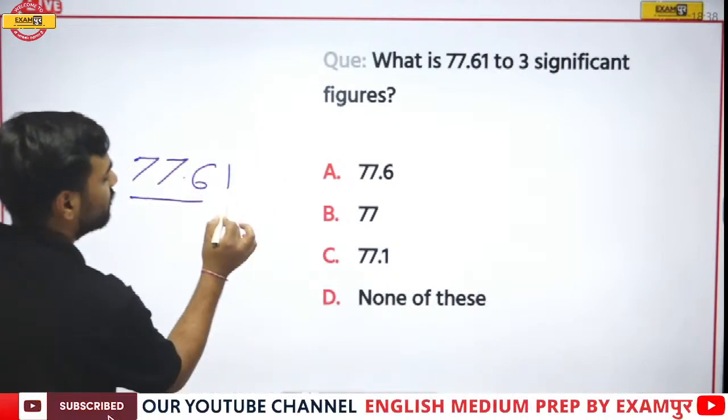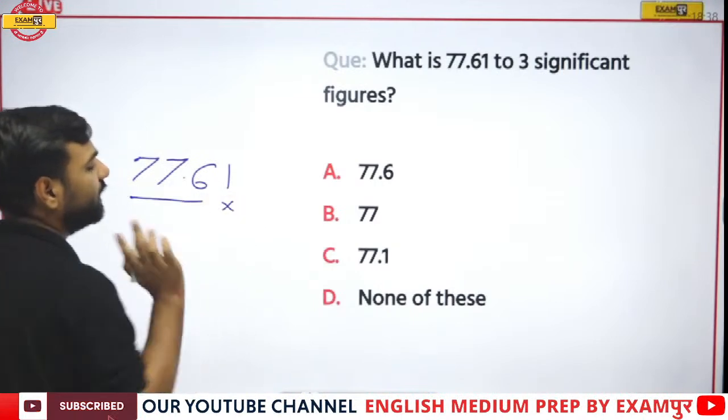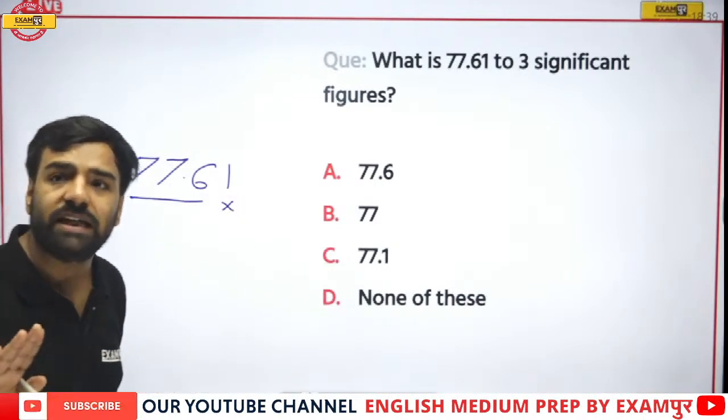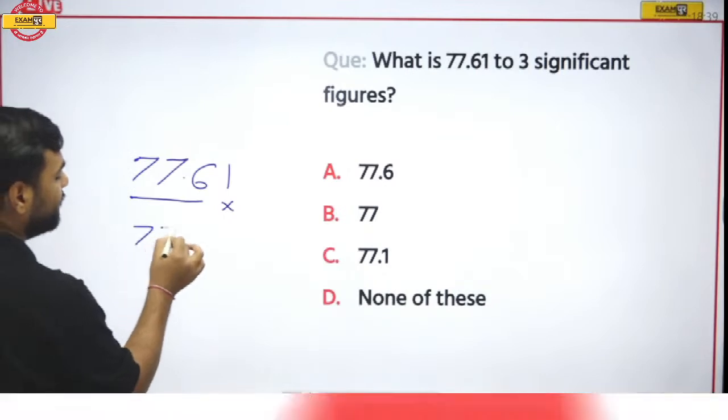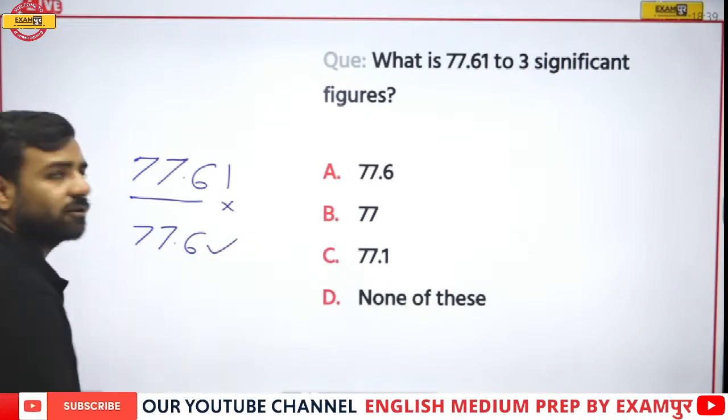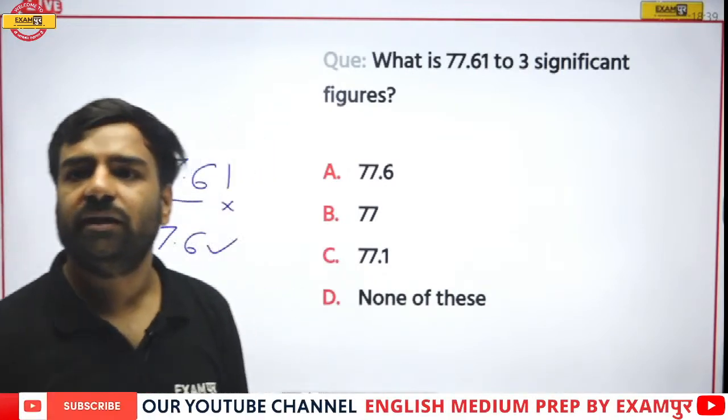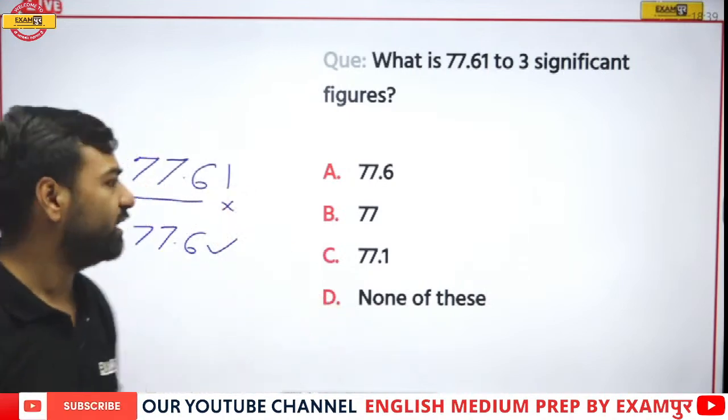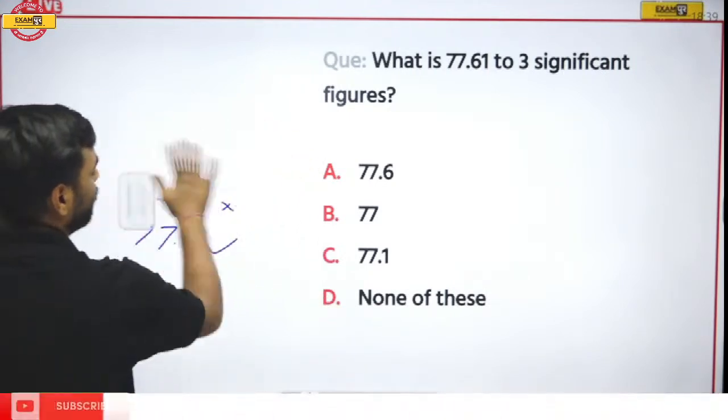Now I'll just check. What about this? It is less than 5. So there is no change needed. And hence 77.6 will be the correct answer. Awesome, HR. And Nilesh is also with 77.6. Totally correct, Nilesh. What if now I am changing my question?